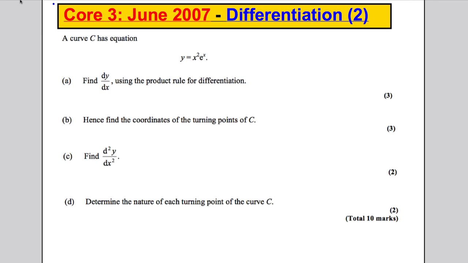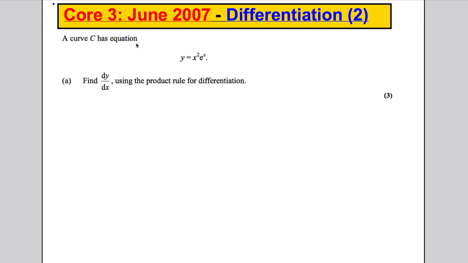Right, let's do this. Part A. This curve has this equation. It asks you to find dy by dx. It's even kind enough to tell you to use the product rule. That is one function. That is your other function. So you start off by letting u be x squared and v be e to the x. So therefore u dashed is 2x and v dashed is still e to the x.